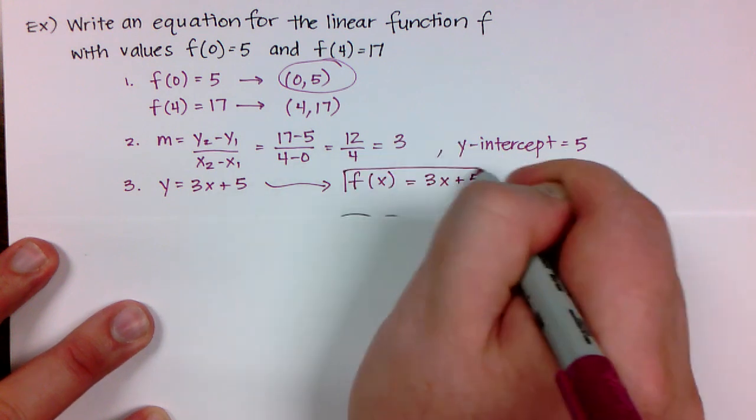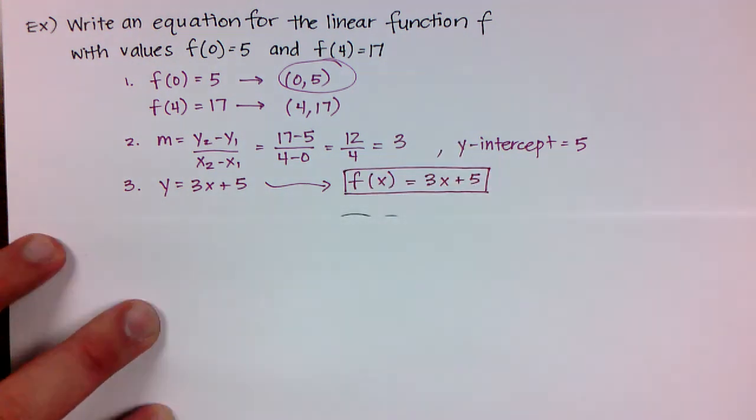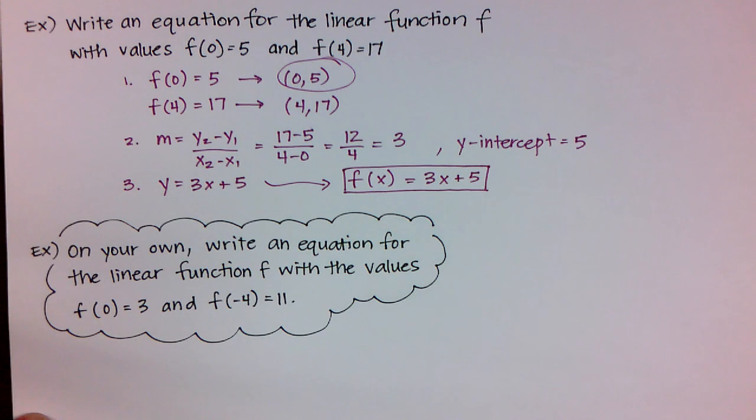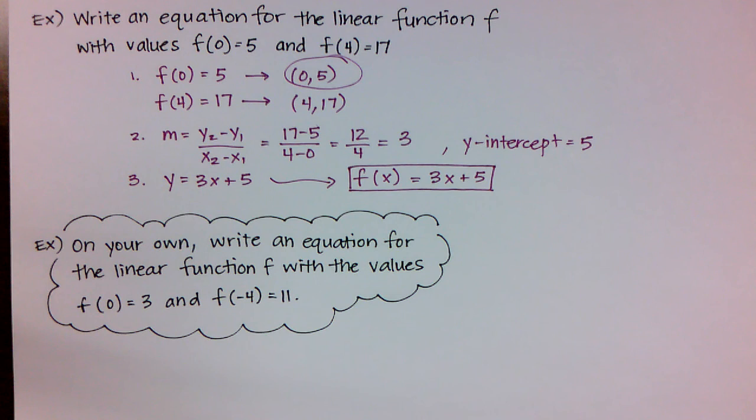And I'm done. So I'm going to give you one of these to do on your own, and then when you come back to class, we'll just check to see how you're doing and get to work. So it says, on your own, write an equation for the linear function f with the values f of 0 is equal to 3 and f of -4 is equal to 11. And so I'll see you in class tomorrow.